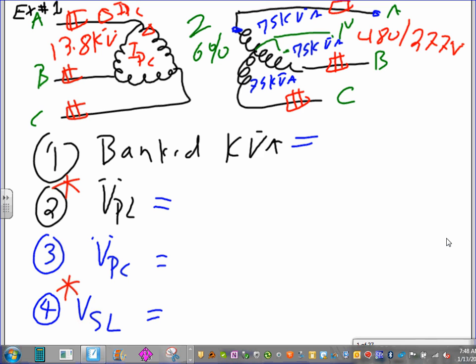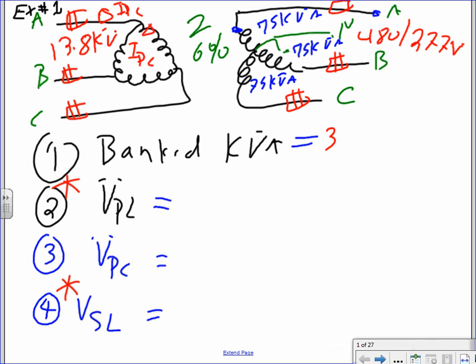So the banked kVA system, gentlemen, is you take the three, because there are three of them, and multiply it by 75, and that will give you, gentlemen, 225 kVA. Done. Here's your banked system. Any question about that? Add them up. Where does the 3 come from? Here's 1, 2, 3. Where does the 75 come from? Here's 75 kVA, 75 kVA, 75 kVA. Add them up. Done.